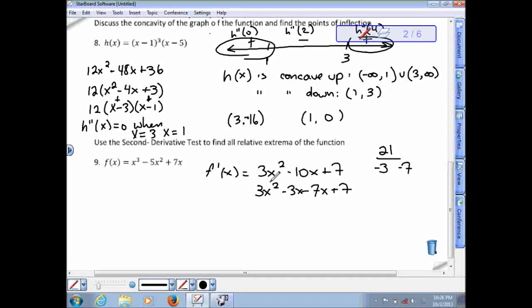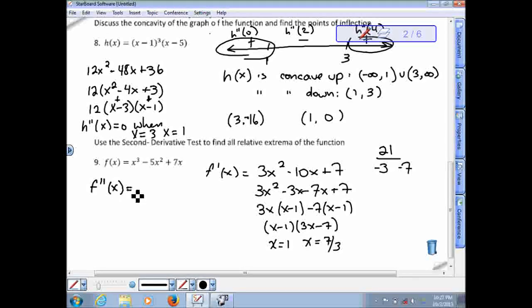Grouping these first two terms, you can factor out a 3x, so the other factor is x minus 1. Grouping the last two terms, you can factor out a minus 7. The other factor is x minus 1, so it factors into x minus 1 times 3x minus 7, so the critical values are x equals 1 and x equals 7/3.